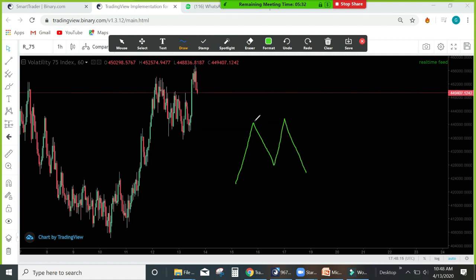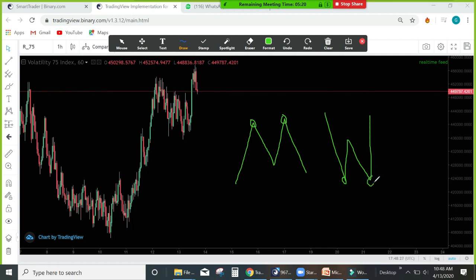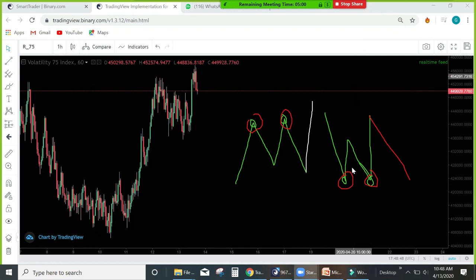what do you see? You have some double tops, and you have some double bottoms here with me, double tops and double bottoms. At that time the market will go down, and here the market will go up. Like that, the market will also have head and shoulders.